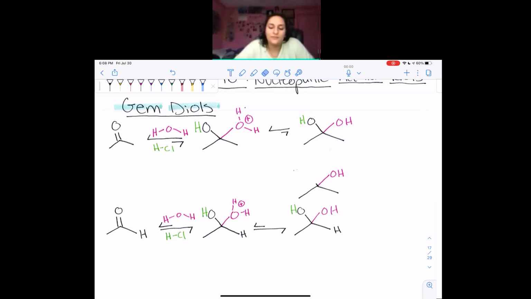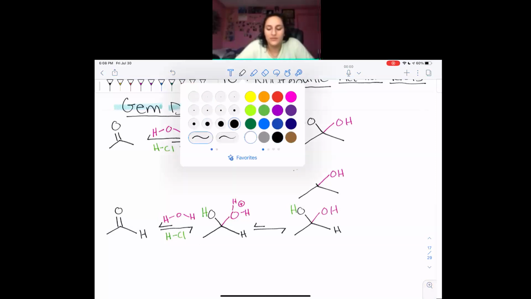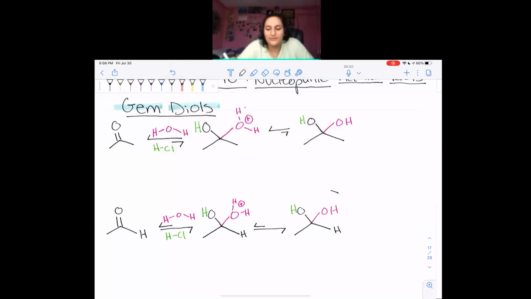However, when we have an aldehyde present, we are going to use the acid or base and the water to actually favor the gem-diol. So same exact reaction mechanisms. The only difference is the equilibrium lies here versus this equilibrium lies here.